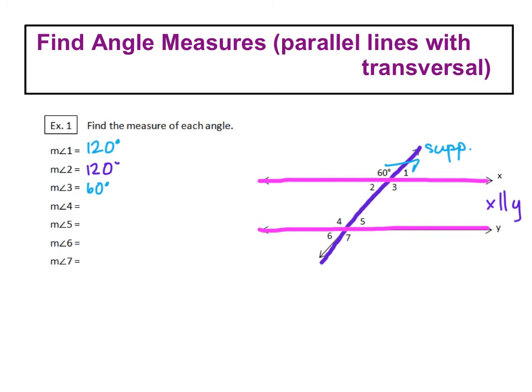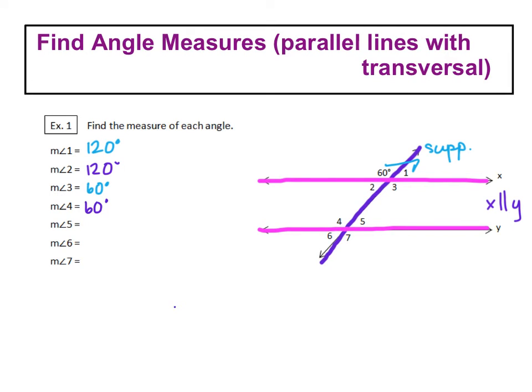Alright, so now let's jump down to the angles below. Do we have any way to figure out what these are? And maybe we'd start with angle 4. If this is 60 degrees and angle 4 is its corresponding angle, what did we learn about corresponding angles? Corresponding angles are always congruent. So that means that angle 4 is also 60 degrees.